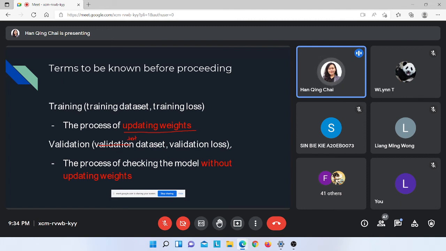And another thing is the validation loss. So how do these two correlate to each other? It's because one is the test data set, and to validate the loss, to check the model without updating the weights.